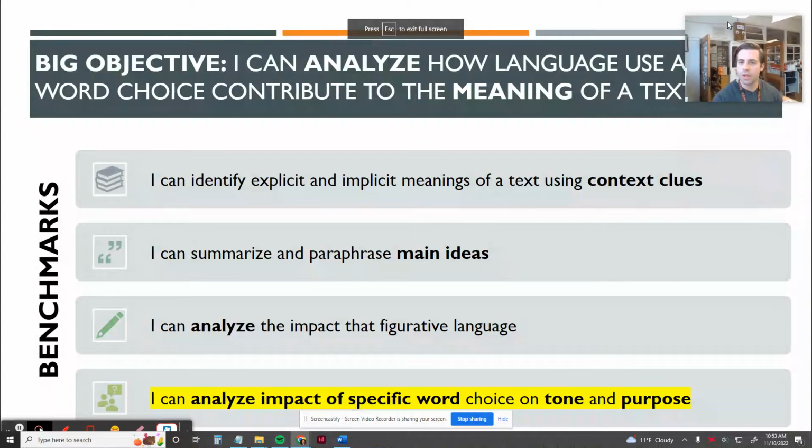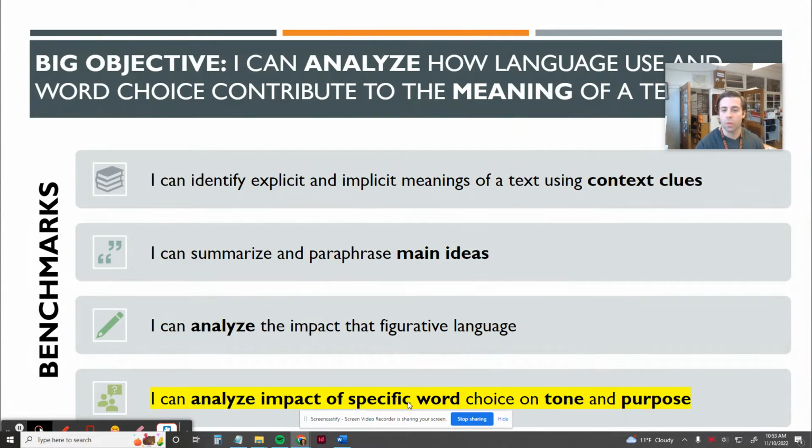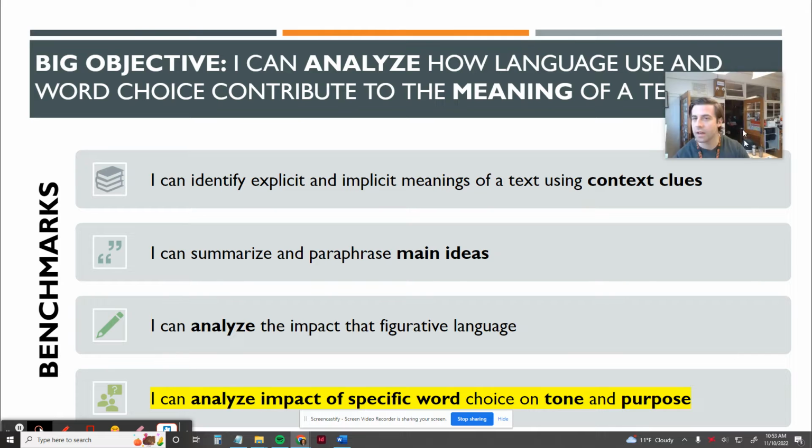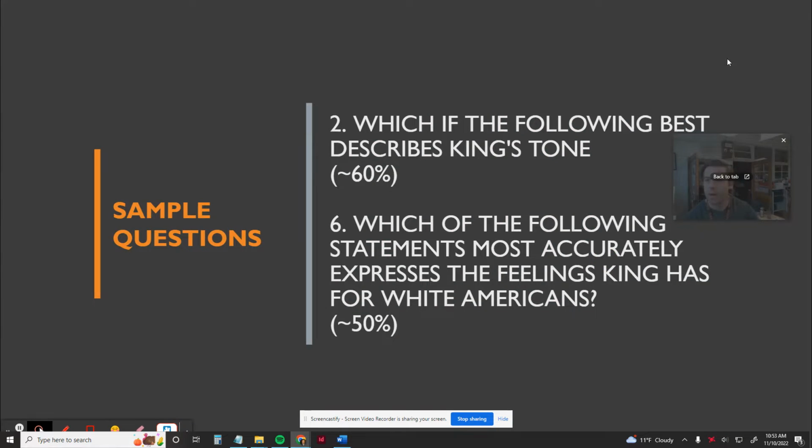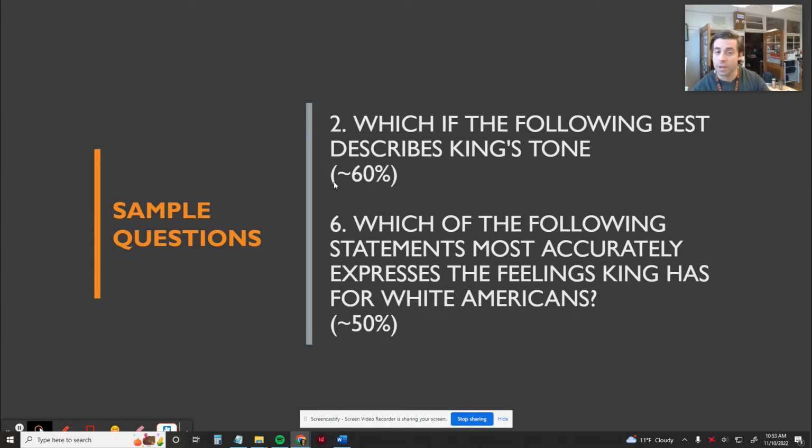All right, folks. So in this particular video, we are going to be looking at word choice and tone. And our specific learning goal is to be able to analyze the impact of word choice and tone on the purpose or main idea of a text. So if you want to review some questions that are similar to this, take a look at question 2 and question 6 from your pretest, the Martin Luther King, I Have a Dream. And these are the types of questions that I'd be asking to help analyze your ability to analyze word choice and tone.